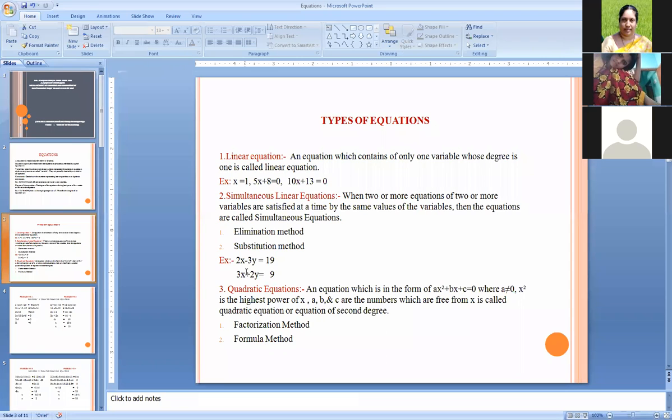So if it is two variables, we have to go for two equations.